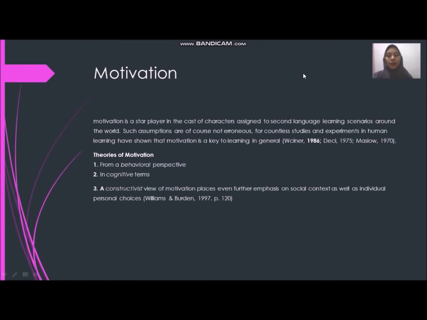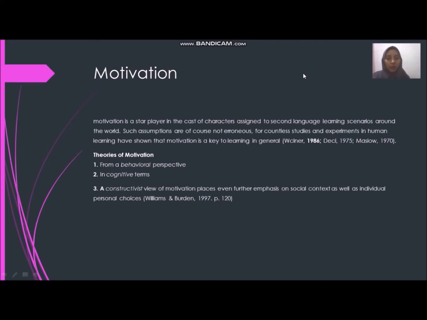Motivation is the star player in the cast of characters assigned to second language learning scenarios around the world. Such assumptions are, of course, not erroneous, for countless studies and experiments in human learning have shown that motivation is key to learning.